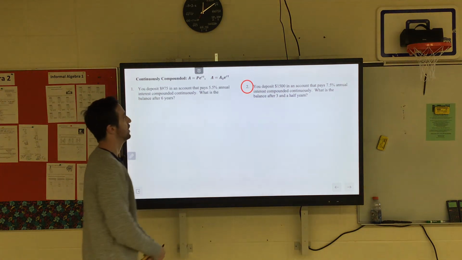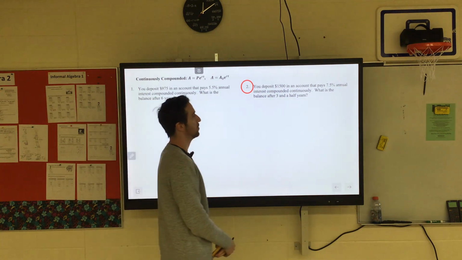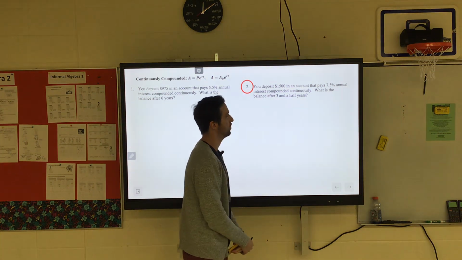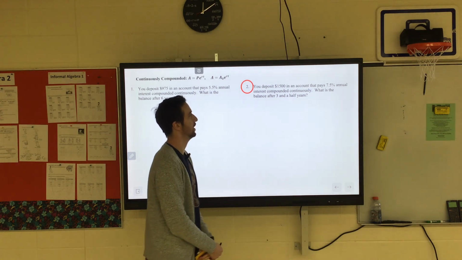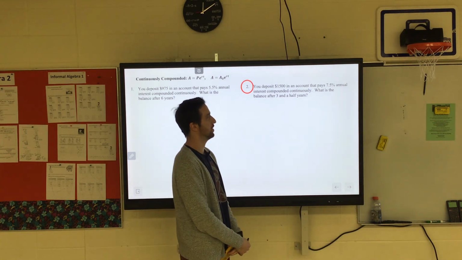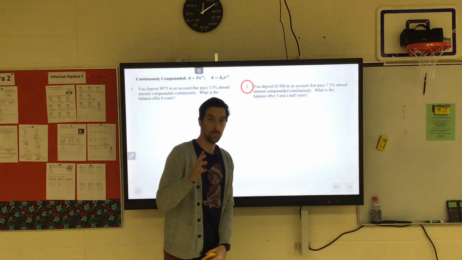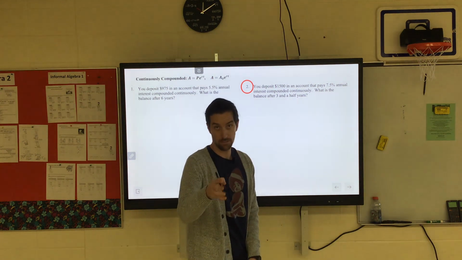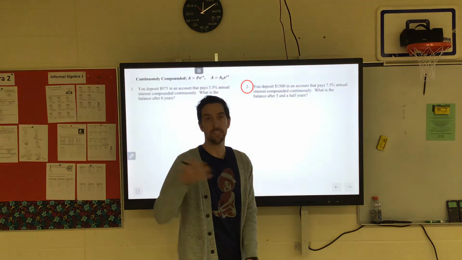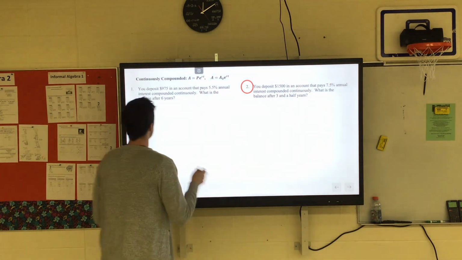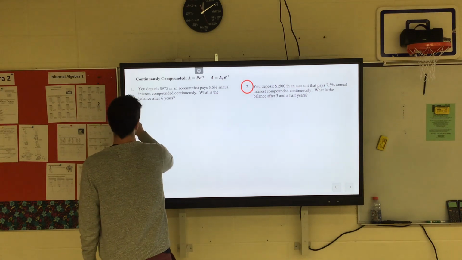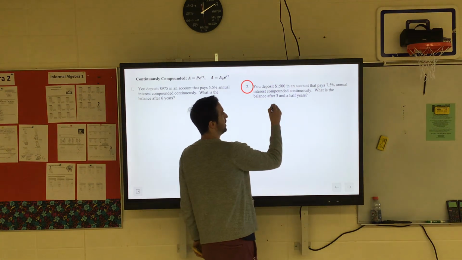Number 2 says, you deposit $1,500 in an account that pays 7.5% annual interest compounded continuously. What is the balance after 3.5 years? So very important, when you see the word continuously with the compound, you're going to use the PERT formula. So we have A equals PERT.